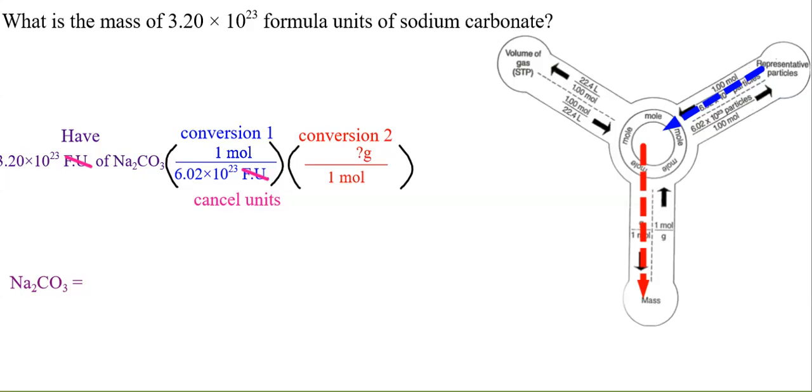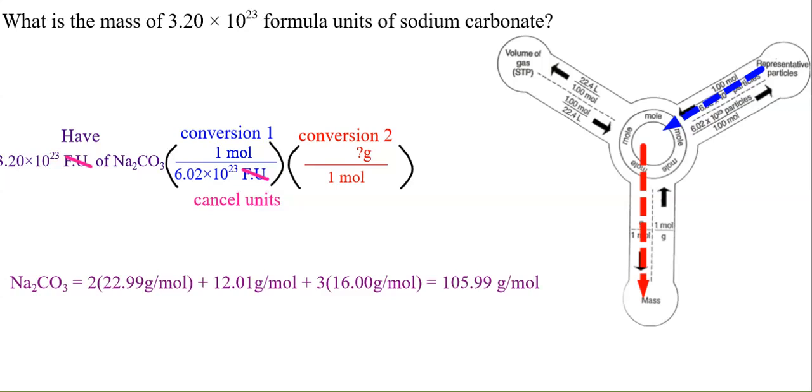So here we have the mass of sodium is 22.99. We have 2 of those. Carbon has a mass of 12.01 grams per mole, and oxygen has a mass of 16 grams per mole. So if you just put them all through and find the total, you should have 105.99 grams per mole. So that's where you put in your second conversion, because we are doing a mass conversion.